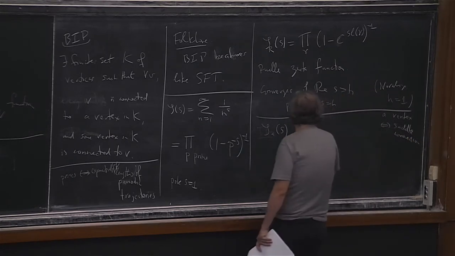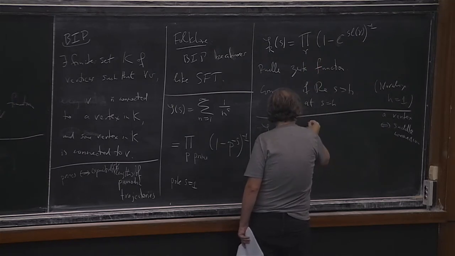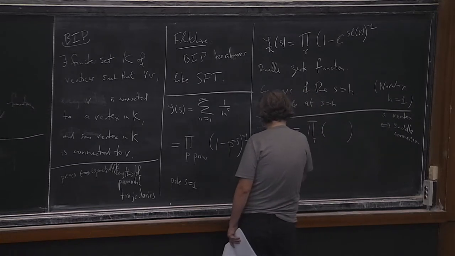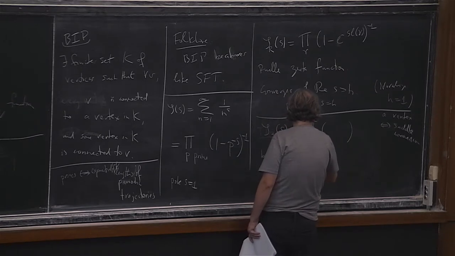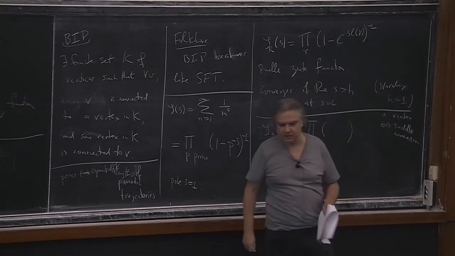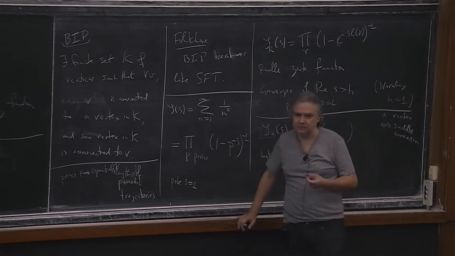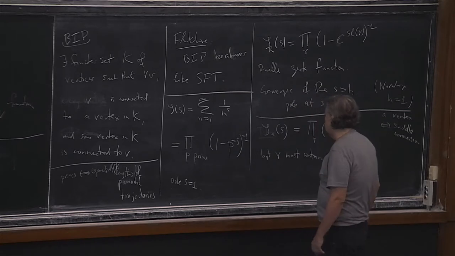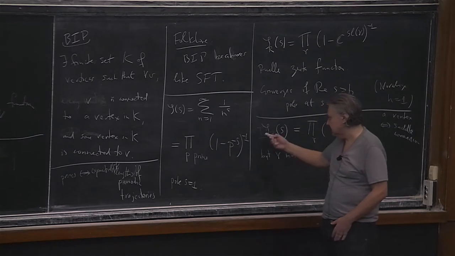So zeta A of s is the same thing, the product over gamma of the same thing. But the condition is that gamma must contain A. So we are looking at periodic trajectories which pass through a given vertex, which means that they contain a given saddle connection as a segment. And it turns out, even though I'm not going to talk about it, this is a technical thing.